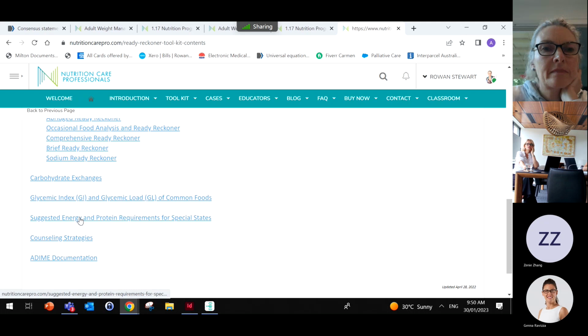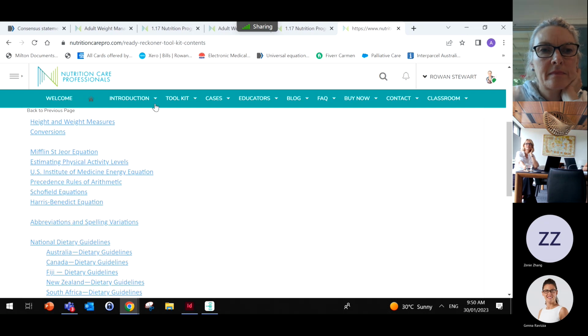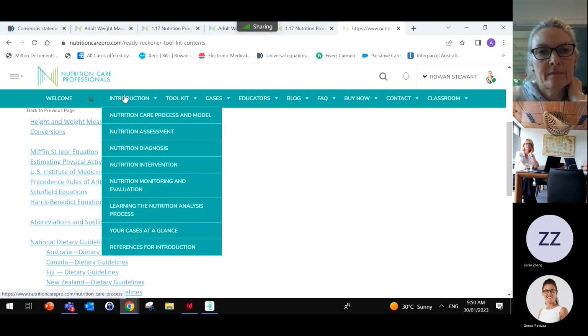Glycemic index, glycemic load, energy and protein requirements for special states, and very importantly, information on counselling strategies. This section here we haven't looked at. This is information on the nutrition care process and terminology. It's actually a book chapter, and reading might take maybe an hour to work your way through the chapter of that book, but it's a nice introduction to the nutrition care process and terminology. It frames it for you before you move forward into your case study.